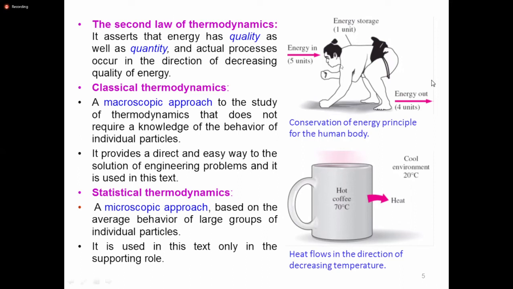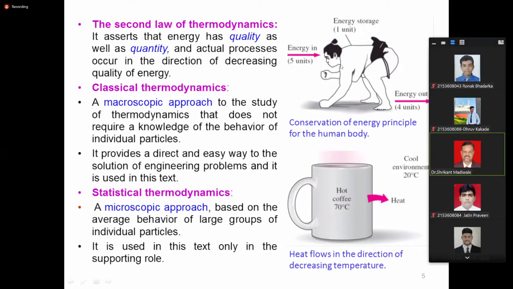So if you are interested in the average behavior of large groups of particles, or if you are trying to understand their behavior in a group, in pockets, in a particular room or in a system, then that type of approach we generally call statistical thermodynamics. Unless it is specified, we'll never go for statistical thermodynamics. We'll always go with classical thermodynamics.